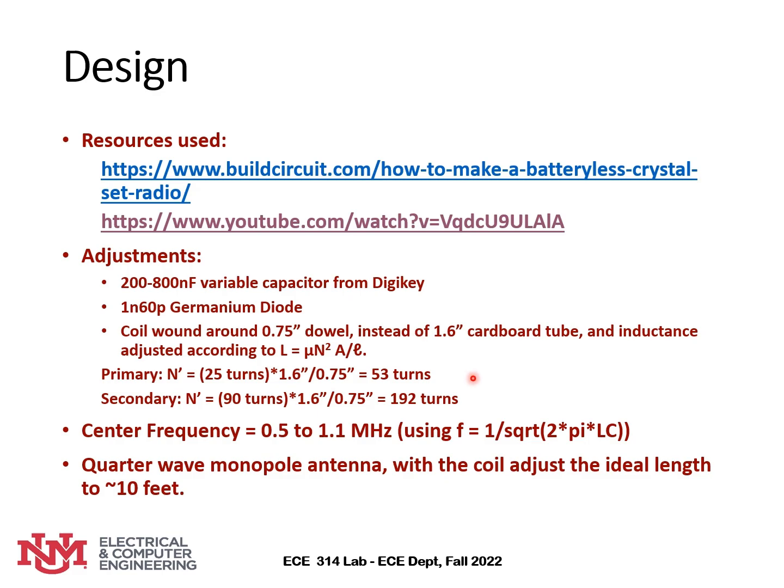My coil is wound around a 3/4 inch dowel instead of a cardboard tube, just to make it more rigid, a bit more durable. I've adjusted the number of turns on my coil so that it should be the same inductance. I've calculated my center frequency as being from about 0.5 megahertz to 1.1 megahertz, depending on the value of this capacitor. My antenna is a quarter wave monopole, the coil adjusting the ideal length to approximately 10 feet.